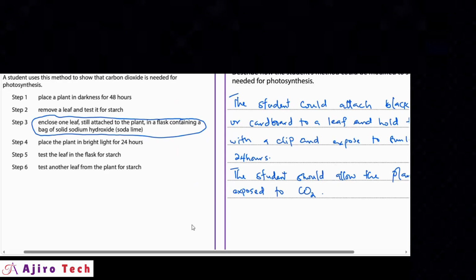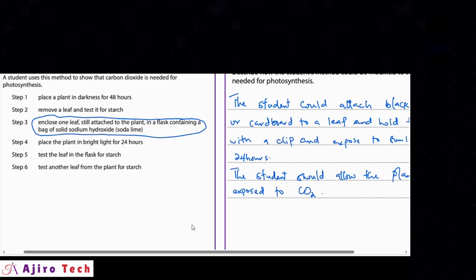So by the time the students place the plant in the sunlight, don't forget that particular leaf will not test positive for starch, because light doesn't reach that particular leaf. So that leaf will test negative for starch. That's one way. Another way in which the students can carry out this investigation to prove that light is needed for photosynthesis is to have two potted plants.